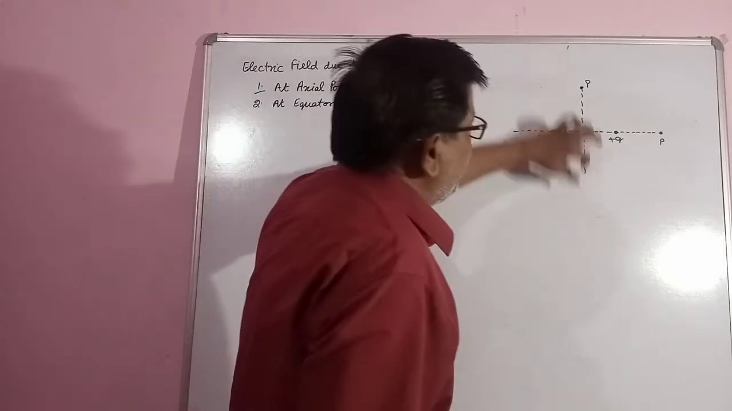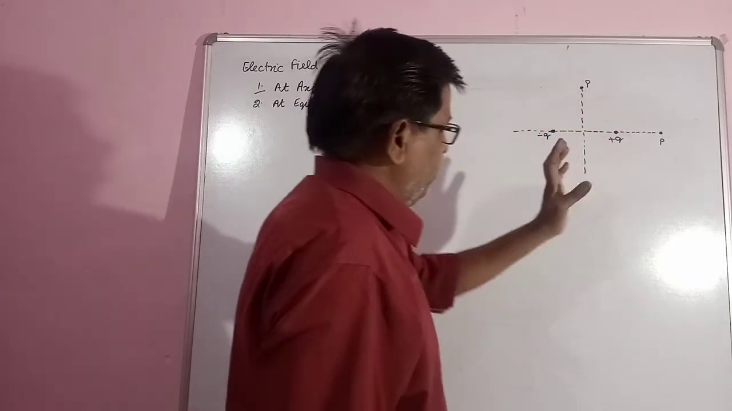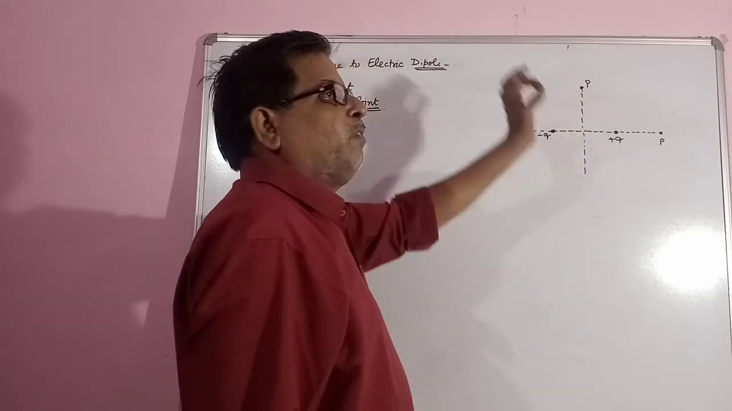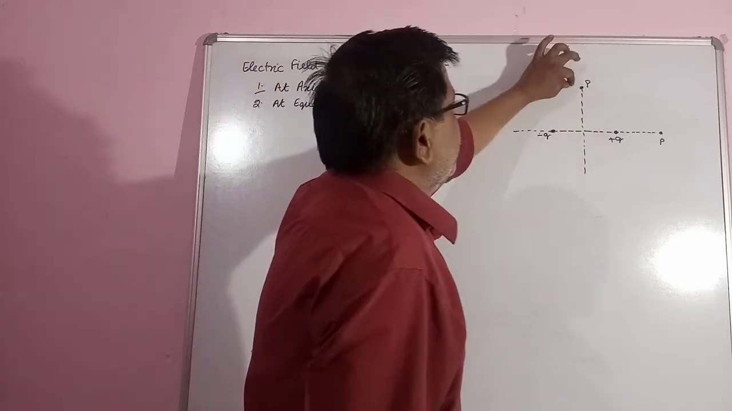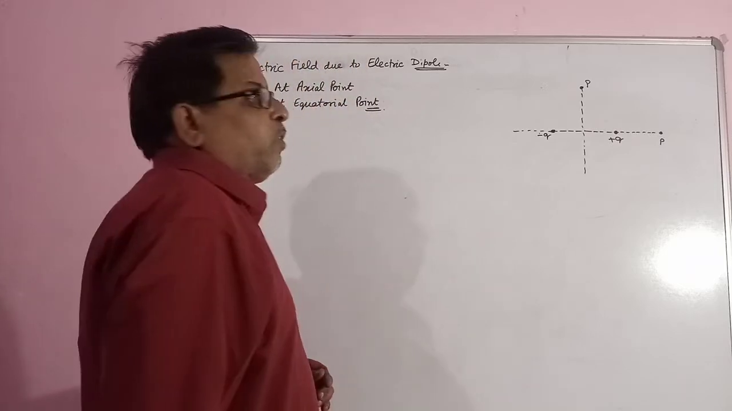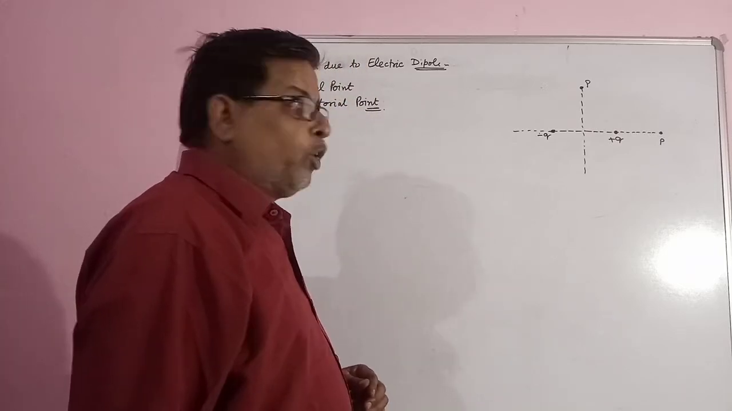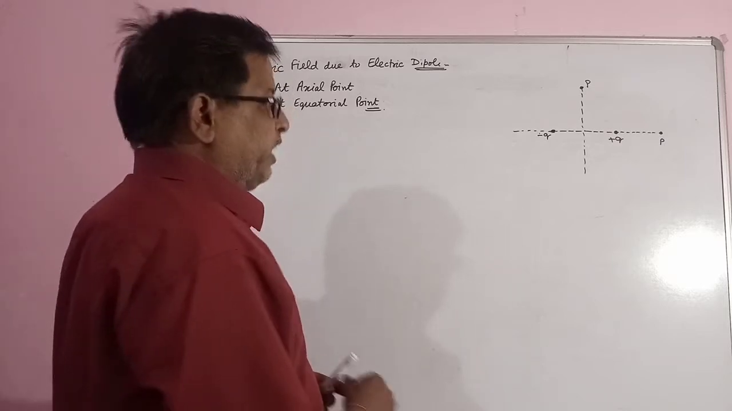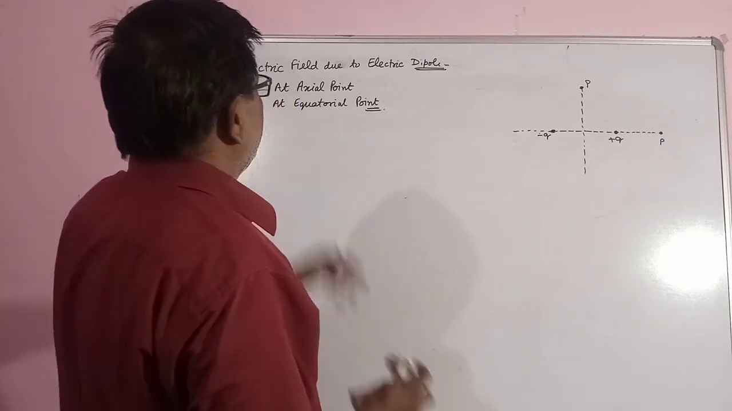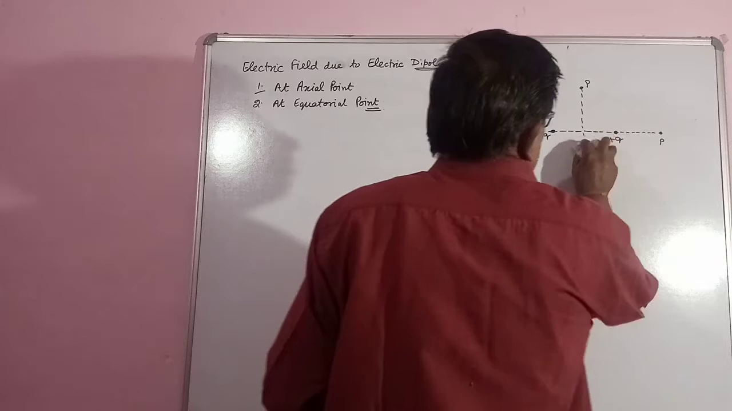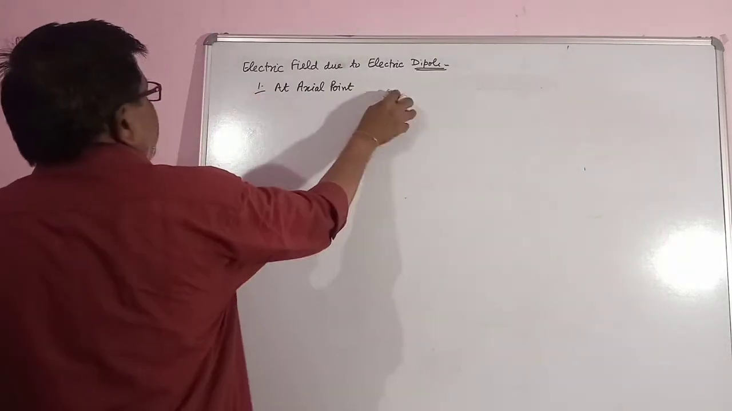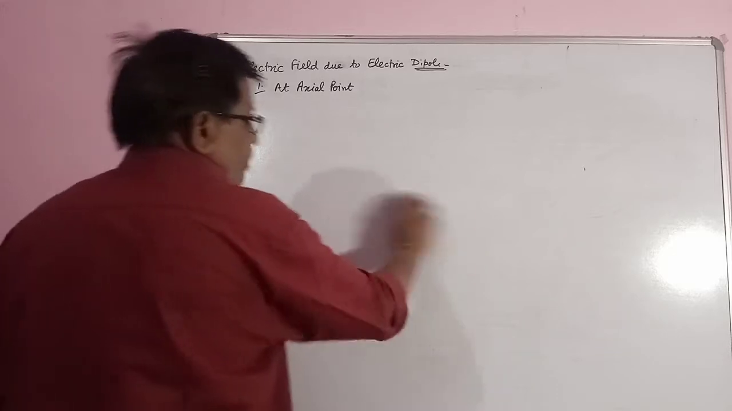A point placed on this line or this plane: if a point lies on this line, then obviously it will be placed on this plane also. Then this point is called an equatorial point. So one by one we will discuss both cases: first at the axial point, and then at the equatorial point.